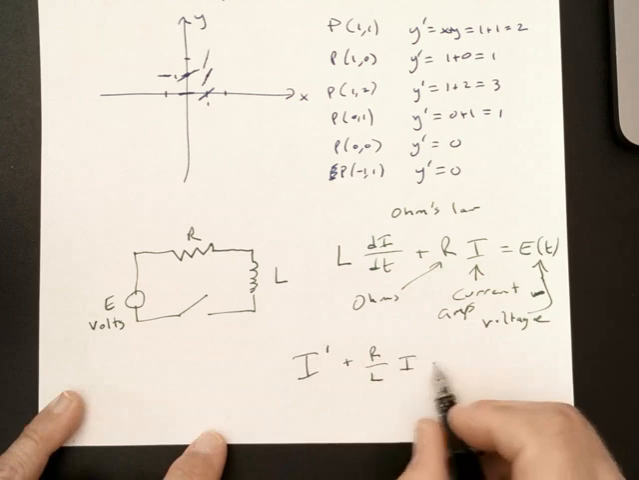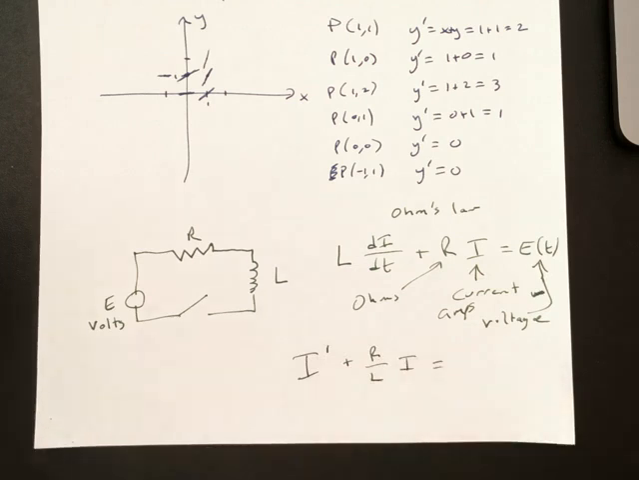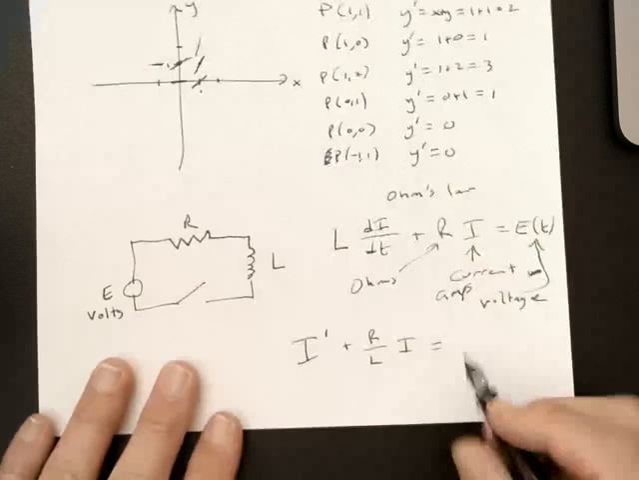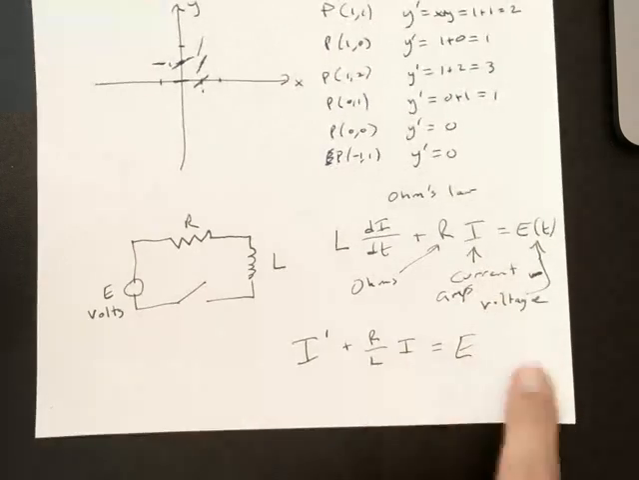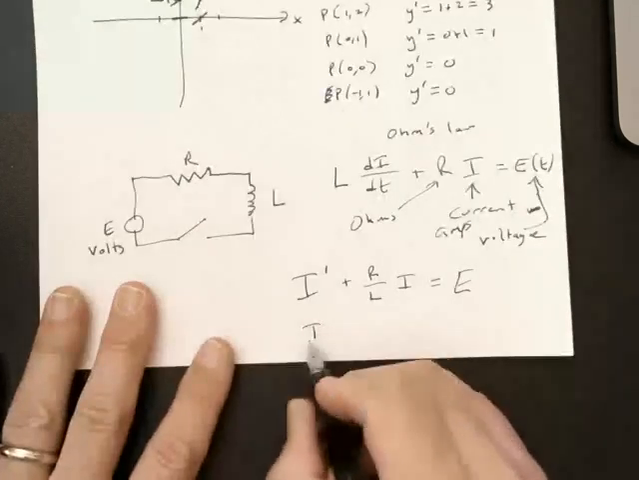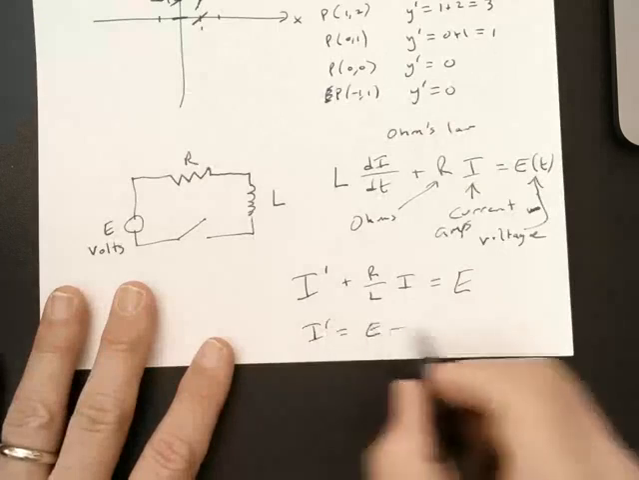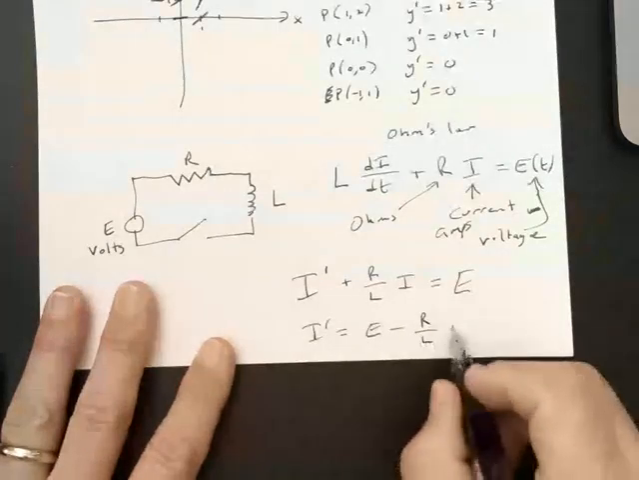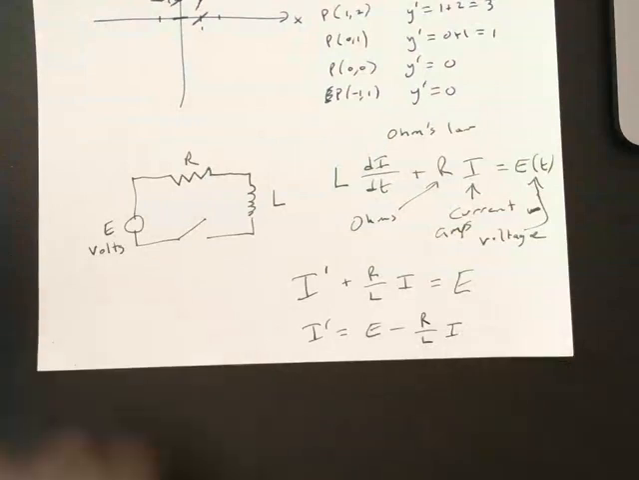R over L times I equals E, and you just said batteries are in volts, right? So like a 12-volt battery, a 9-volt battery, a bunch of batteries squeezed together, I can make a 60-volt battery cell, like in a Tesla. I can do all sorts of battery behavior. Which means if I move that to the other side, I have an equation that looks like this.